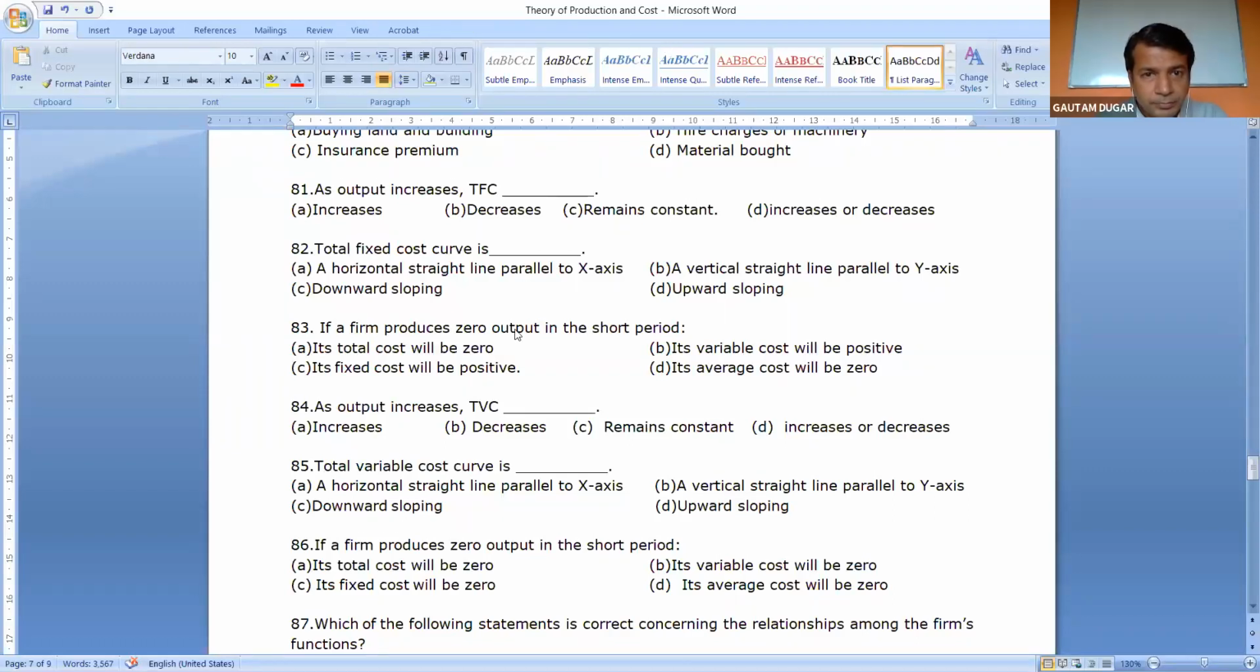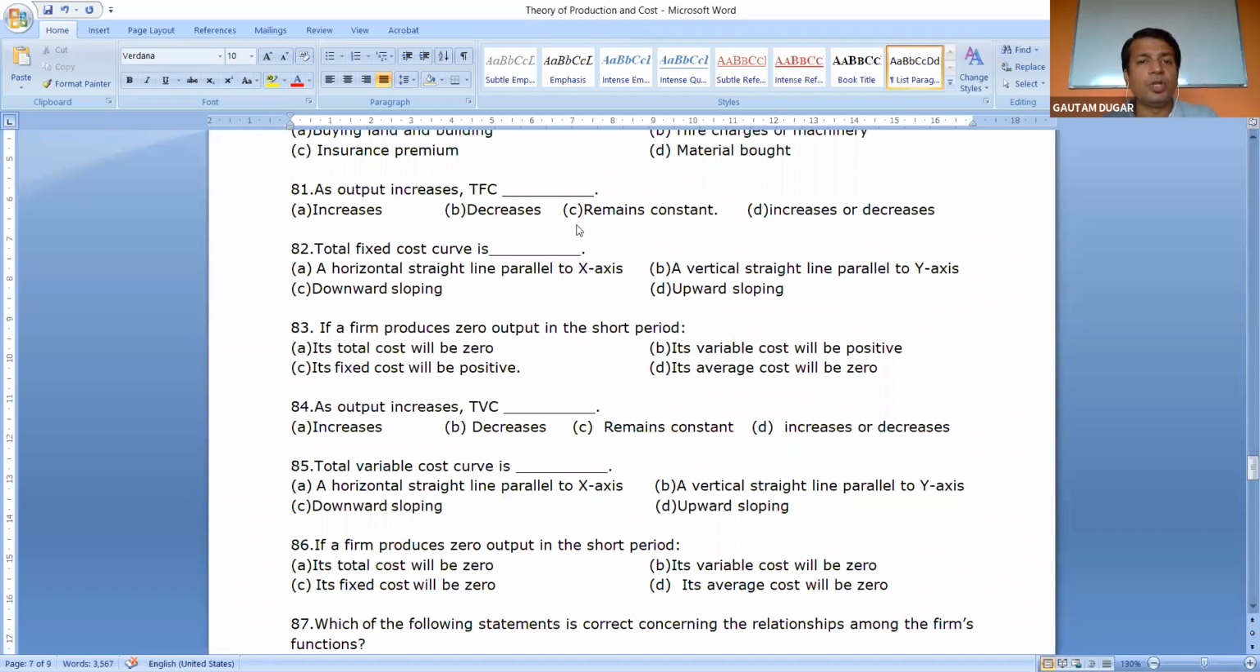Yes. 81. As output increases, many answers were right. TFC remains constant. Total fixed cost remains constant. Ankita Singh, Jyotishri, some of you went wrong. That's wrong. As output increases, total fixed cost remains constant. As we said here, total fixed cost remains the same, remains fixed, irrespective of the level of output. You should be careful in answering.